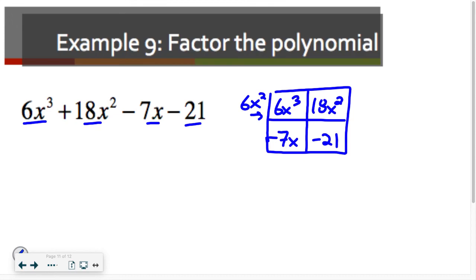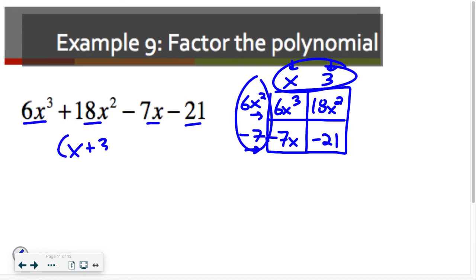After that, it's just a matter of common sense, and I got to go through here and say, well, 6x squared times something gives me 6x cubed. It's got to be an x here. 6x times something gives me 18x squared. It's got to be a 3. Come down here and look at this row here. X times negative 7 gives me negative 7x. And just to double check, negative 7 times 3 is indeed negative 21. So my two factors are right here. X plus 3, 6x squared minus 7.